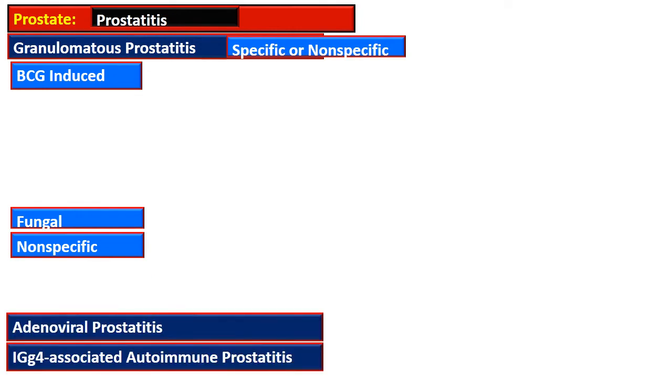Other types of prostatitis are adenoviral prostatitis and IgG4 associated autoimmune prostatitis.